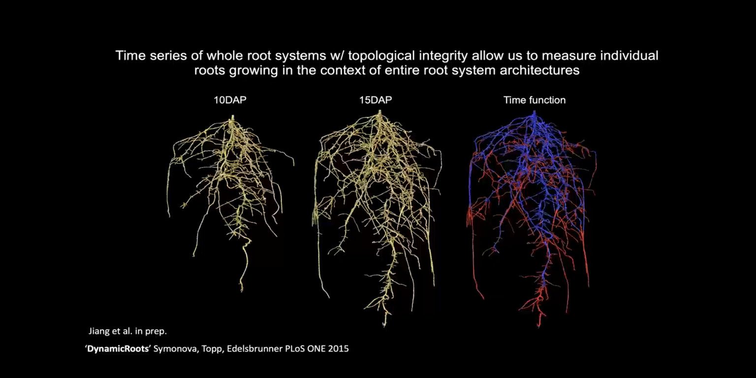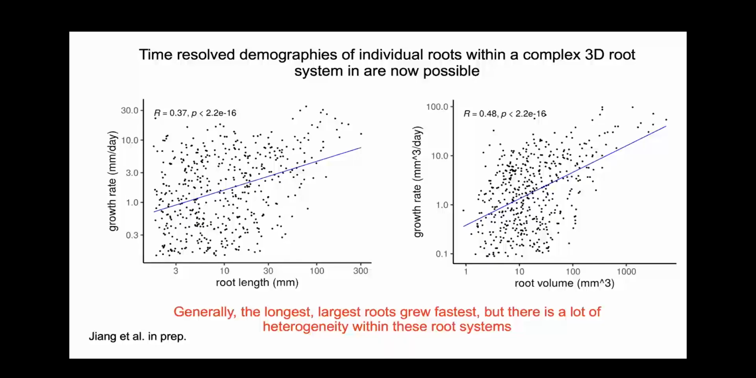And so we use this thing called the time function, which allows us to basically measure new roots that form and how much each individual root grew at a later time point. And you might see that some roots grew a little and some roots grew a lot. So there's a lot of heterogeneity in this. And this is also reflected in these scatter plots. So here you're looking at growth rate of root length, and here's a 3D version, which is just root volume. It's kind of like biomass.